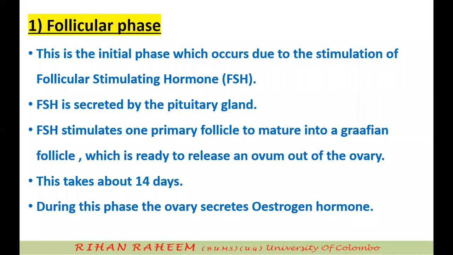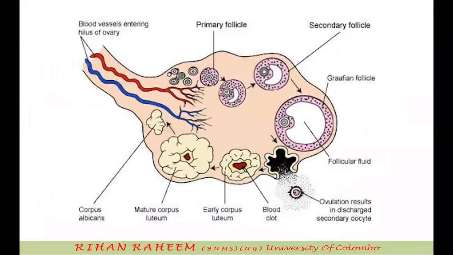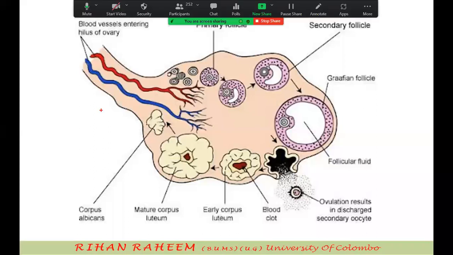Hurry. So this is the follicular phase. If I show a picture, this is the ovary, this cut part of the ovary. In the female reproductive organs, you studied the ovary. When you cut the ovary, you have small dots, all those things you have studied. These small dots are the follicles.